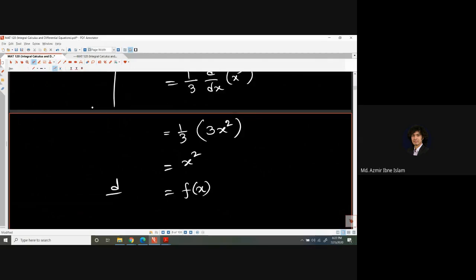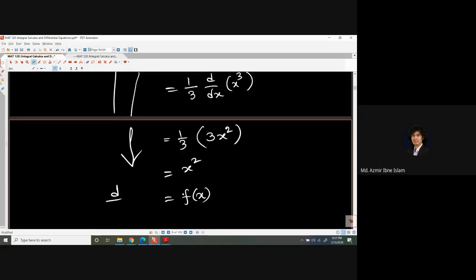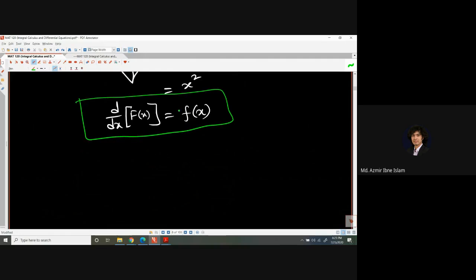So from the left side we are getting d/dx of F of x is equal to small f of x. That means we are able to verify this relation. That means if we differentiate the antiderivative, we will get the main function back, and if we integrate this function, we will get this one. That's why integration and differentiation are opposite, just like addition and subtraction, multiplication and division. You can think like that.